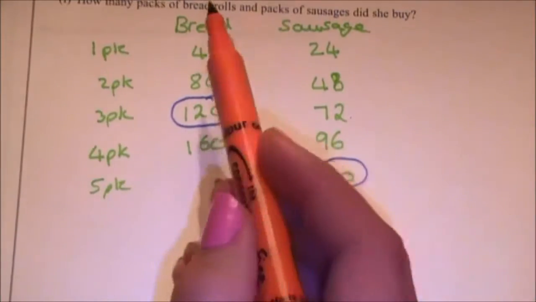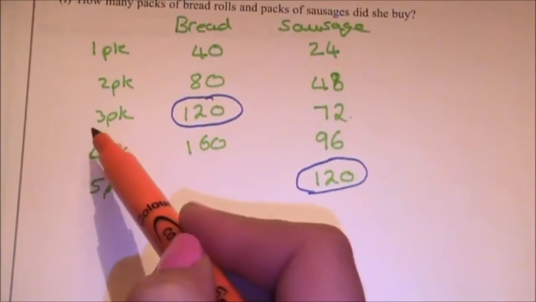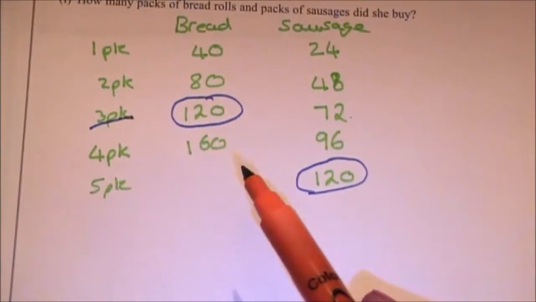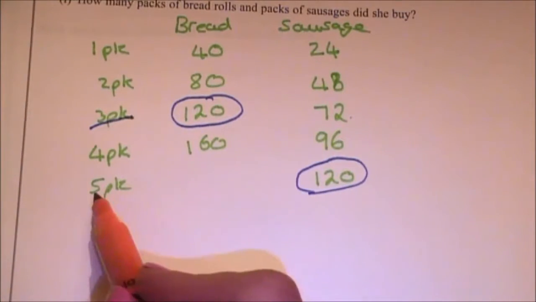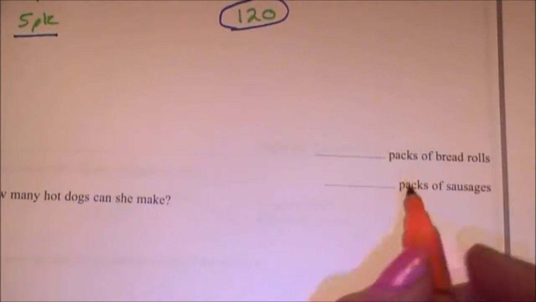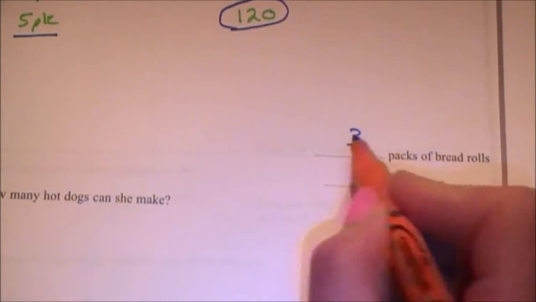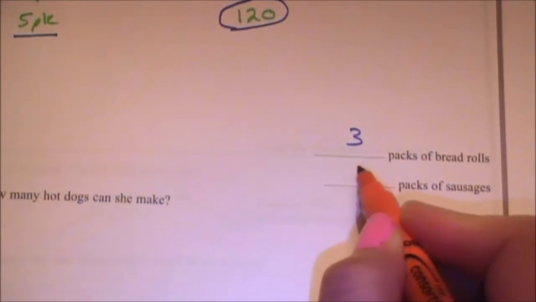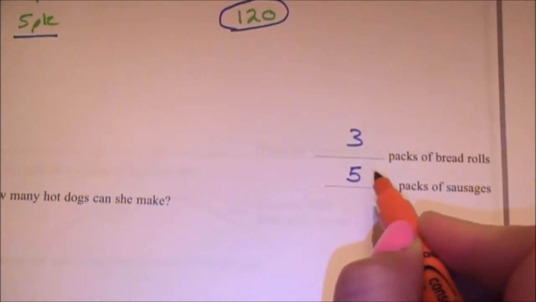So that means I need 3 packets of bread and I need 5 packets of sausages. So make sure you write them in the correct place. Bread, 3 packets, sausages, 5 packets.